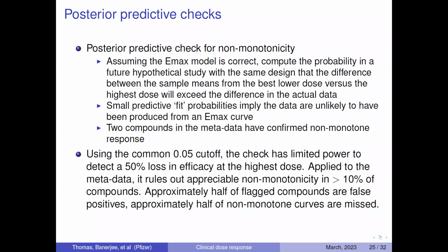If we accept 10% for the moment as the rate of non-monotonicity, and now we look at a collection of future compounds, and we ask what happens if we use that simple rule of 0.05? Well, about half the time, the compounds we'd flag would turn out to be false positives. So really fine, we just flagged them because of noise. On the other hand, about half of the non-monotone curves that we'd encounter, we would miss.